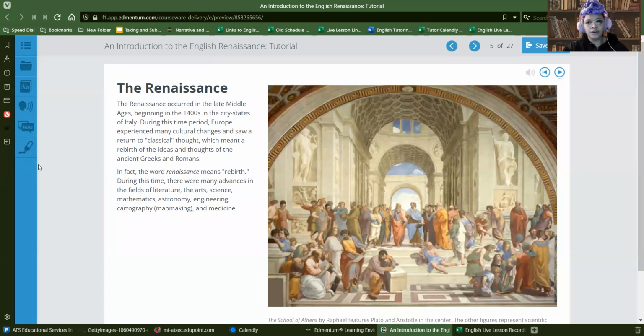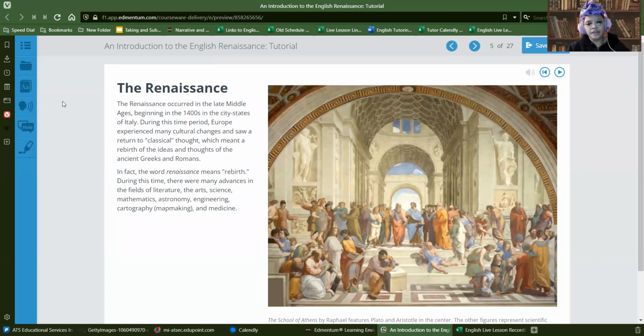Today's lesson is actually 2.1, so the second lesson in the second unit, and that would be the introduction to the English Renaissance. So I'm going to go ahead and share my screen so we can get started. So we're getting started on slide number 5 as usual.